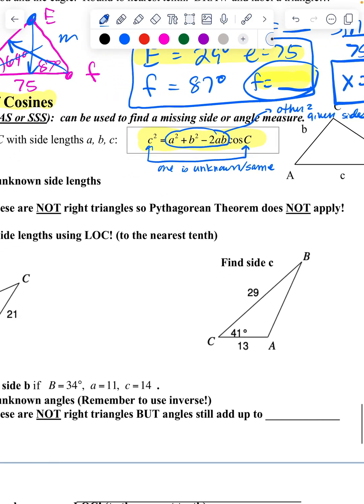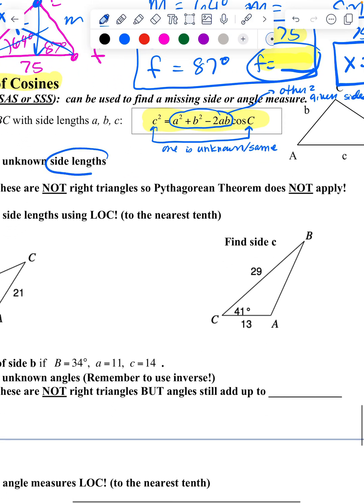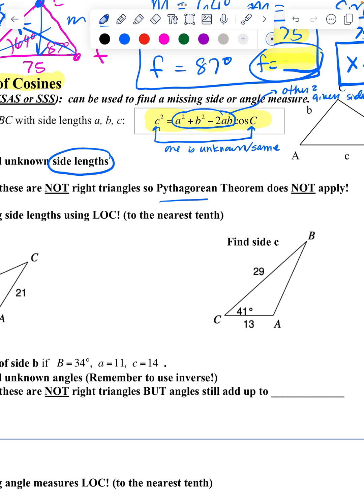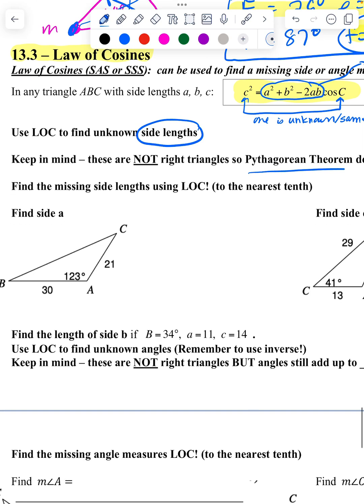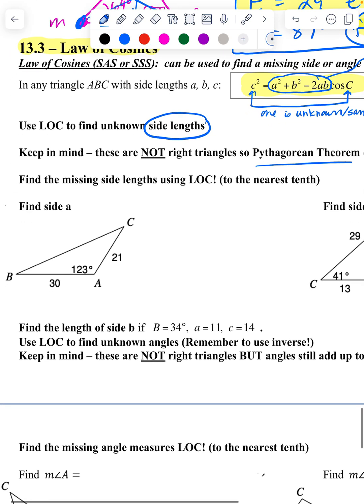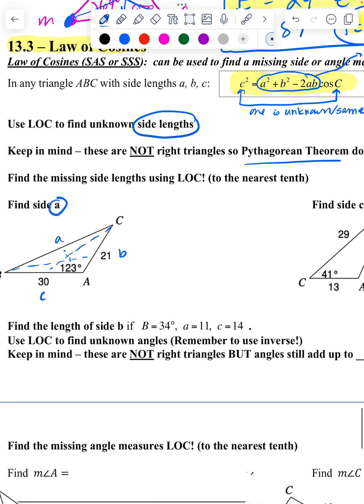So let's just tackle this and see. Again, we need to figure out how to find sides and then later angles. And again, no Pythagorean theorem, but we do get the 180 add-up on the angle measures. This is specifically telling us to find side A, which would be this one across from the 123. Across from this makes the 21 side B, across from C makes the 30 side C.